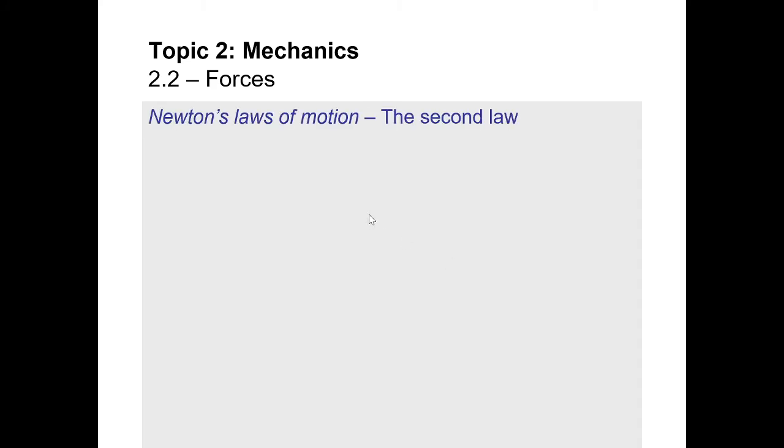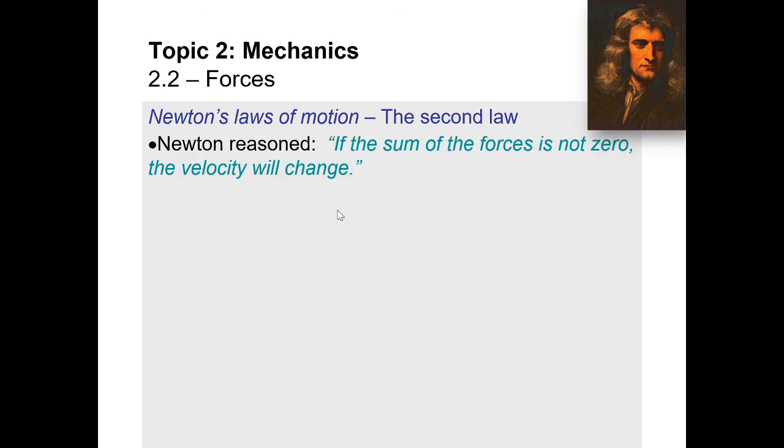Okay. So in the last video, we looked at Newton's first law of motion. In this video, we're going to be looking at his second and third laws, starting with the second law. And there are three laws, so in case you're wondering. All right, so Newton reasoned that if the sum of the forces is not zero, then the velocity will change. And what we saw last time in the first video with Newton's first law was that if the forces were balanced and an object was in equilibrium, even translational equilibrium, if it was moving and the forces were balanced, then the velocity was constant. And of course, if it's still, then the velocity is zero.